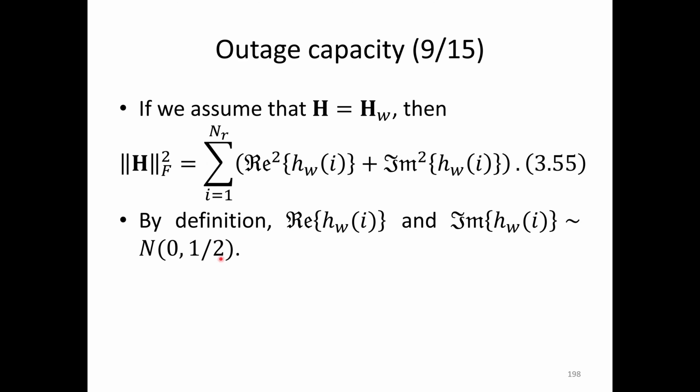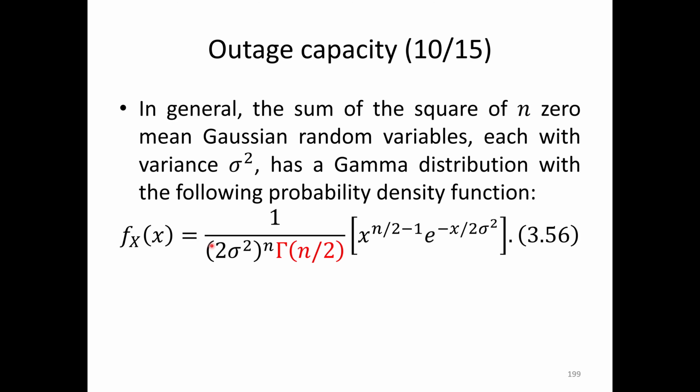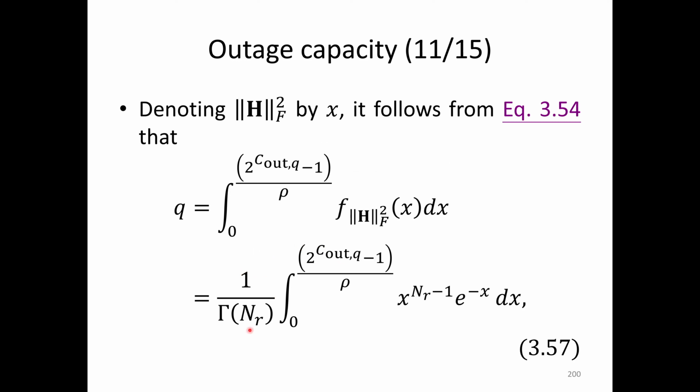And sigma square is equal to 1 second. So 2 sigma square is equal to 1. And 1 to the power of n, where n is 2nr, is also equal to 1. And the gamma of n over 2 becomes gamma of nr. So here is a constant 1 over gamma of nr. And the integration from 0 to 2 to the power of C out q minus 1 over rho is the same as the last equation.